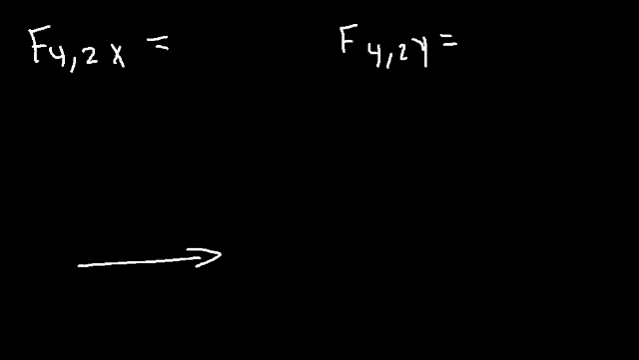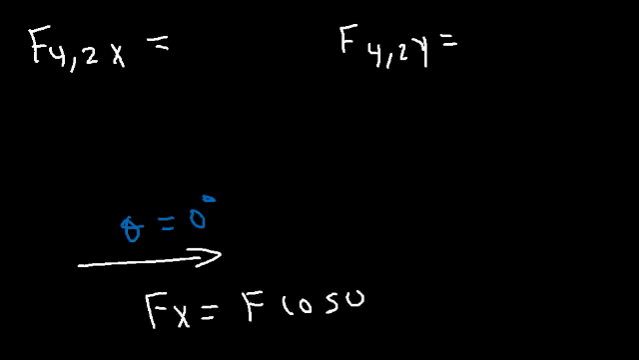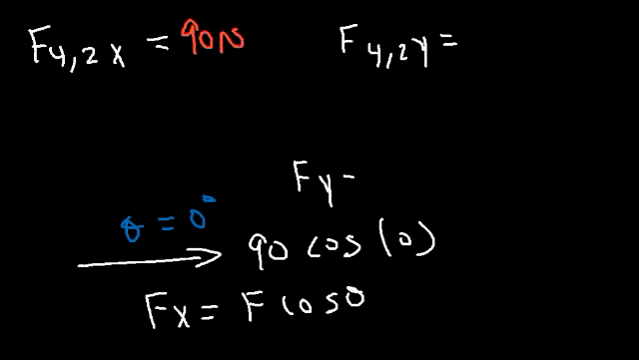So we need to find the x component of F42 and also the y component. Let's start with this one. Now, the force on charge 4 caused by 2 was directed towards the east. So if it's directed towards the east, there's no y component. The angle directed towards the east is 0 degrees. To find the x component, it's going to be F cosine theta. So if you type in 90 cosine 0, cosine 0 is 1, so this is simply going to be 90. Now if you type in 90 sine 0 to get the y component, sine 0 is 0, so this is going to be 0.